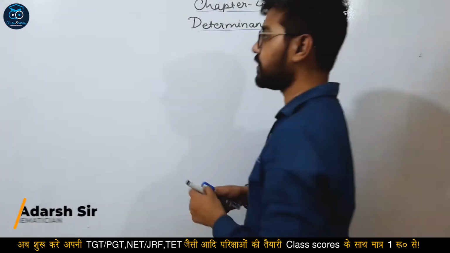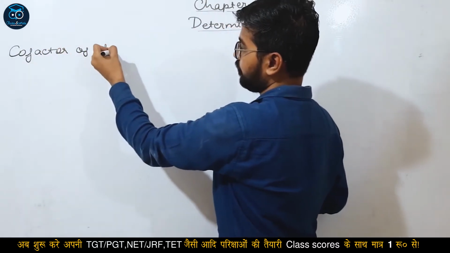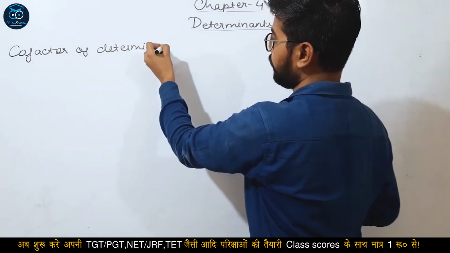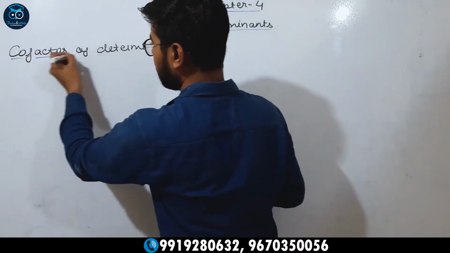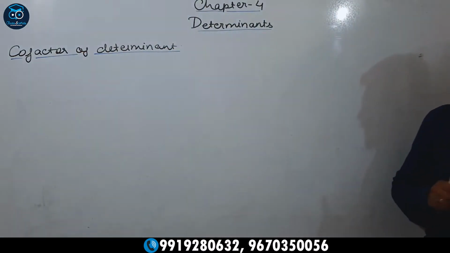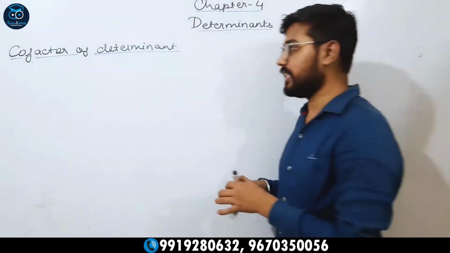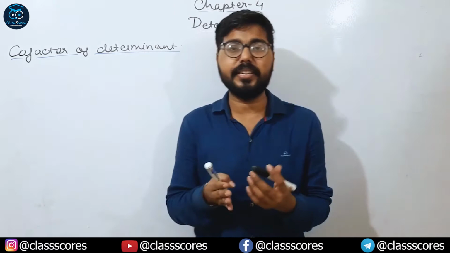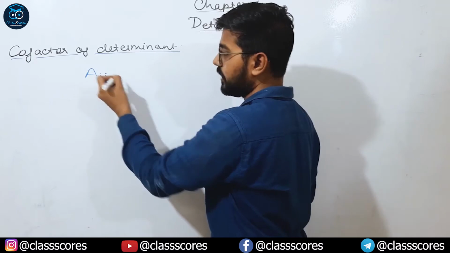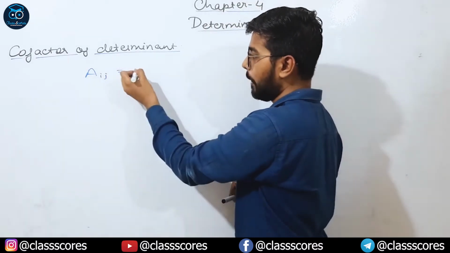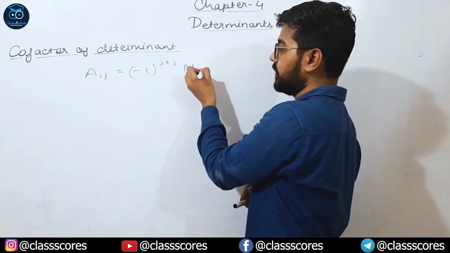Now moving towards the next topic, that is cofactor of determinant. So what is cofactor? Cofactor is the same as minors, but the only difference is that it contains a positive or negative sign as per its position. In simple terms, it is represented by Aij equals (-1) to the power i plus j times Mij.